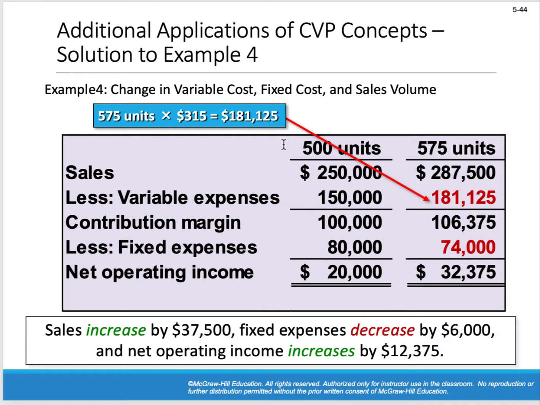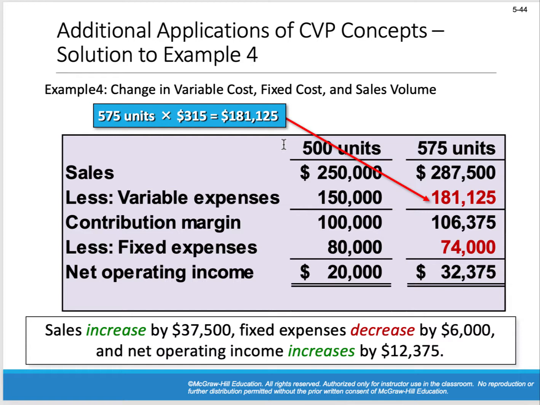Okay? So what we can say here is by increasing sales by $37,500, how did I get that increase? Well, I took the new sales volume minus the old sales volume. That gave me $37,500 of an increase. My fixed expenses decrease by $6,000. That means that my net operating income now increases by $12,375.